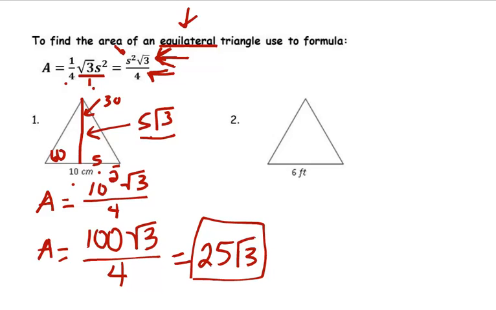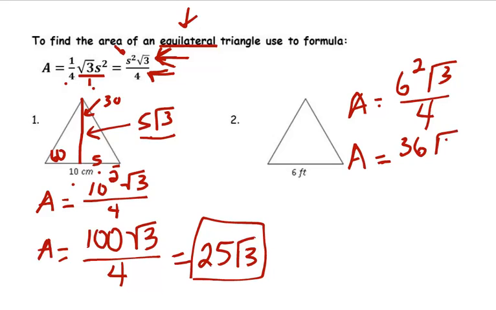I'll do number 2. The area here is going to be s squared, so 6 squared, times the square root of 3, divided by 4. So if you're looking at equilateral triangles, this actually can save you a little bit of time. 6 squared is 36, divided by 4. And then 36 divided by 4 gives you the 9 square roots of 3. So that's your area of an equilateral triangle.